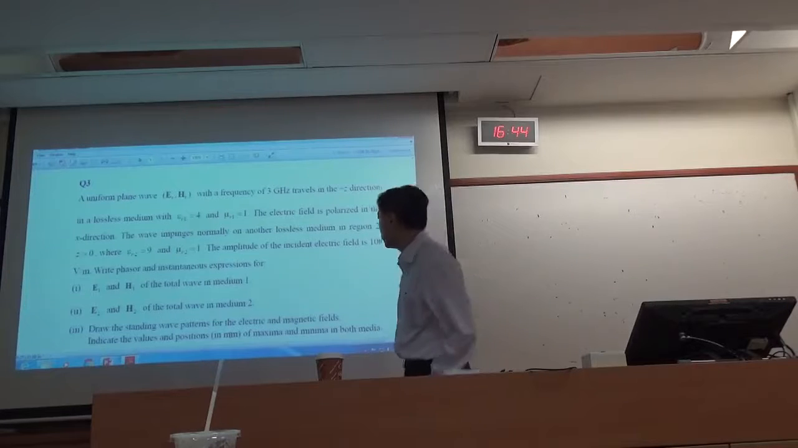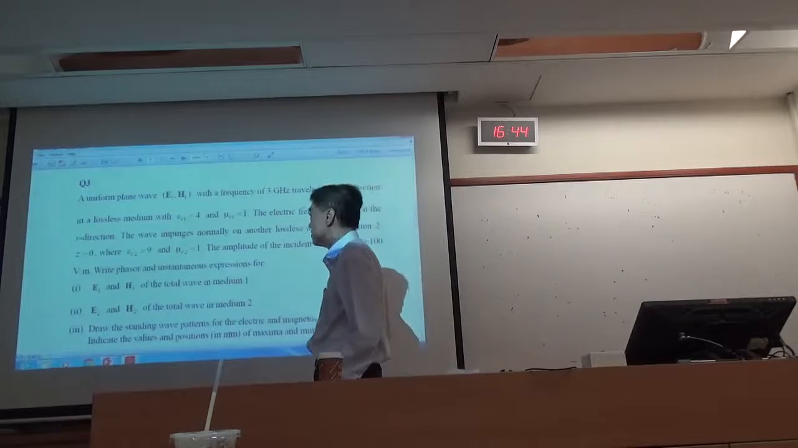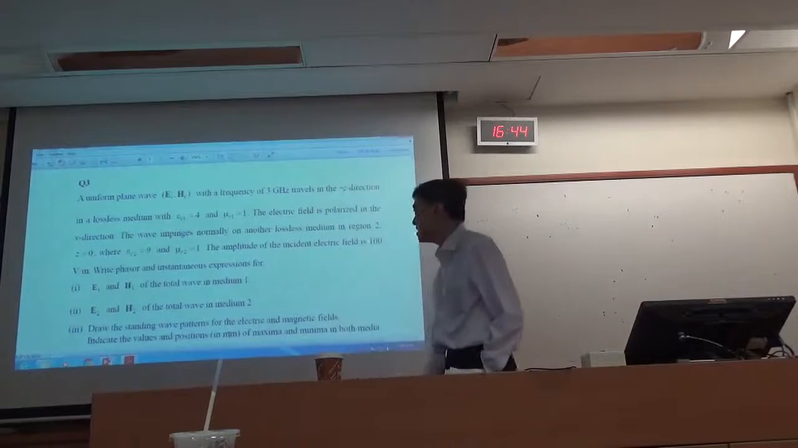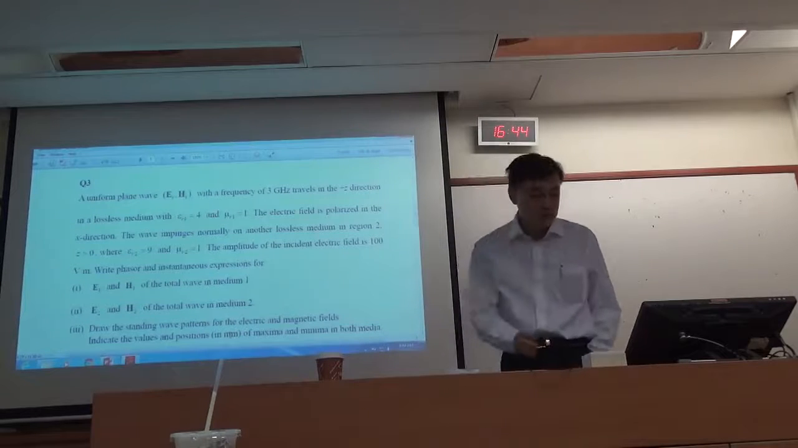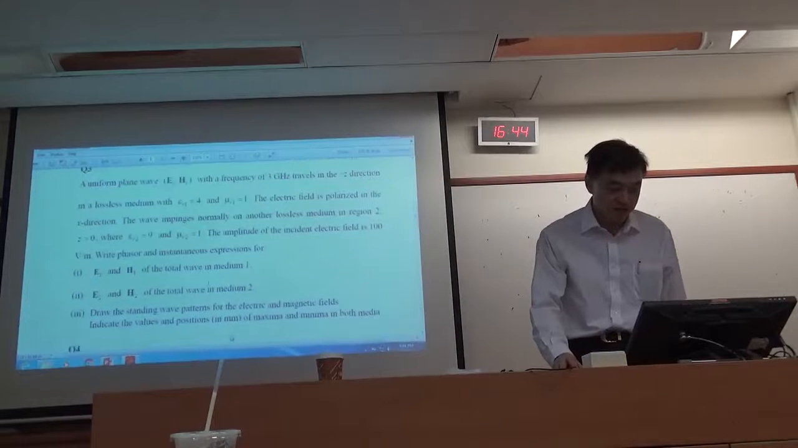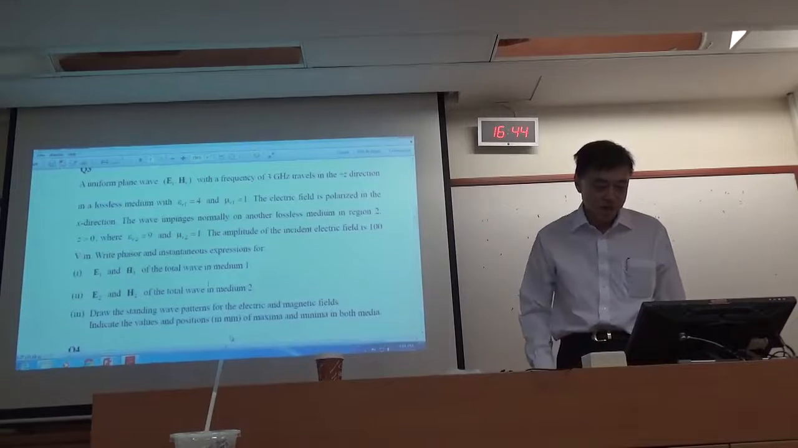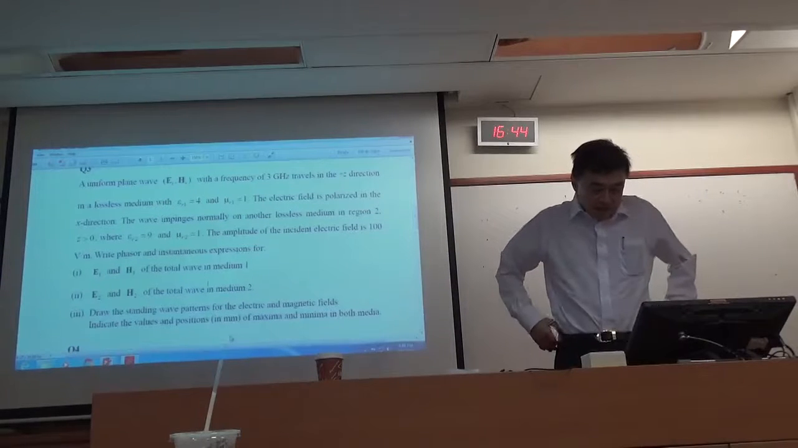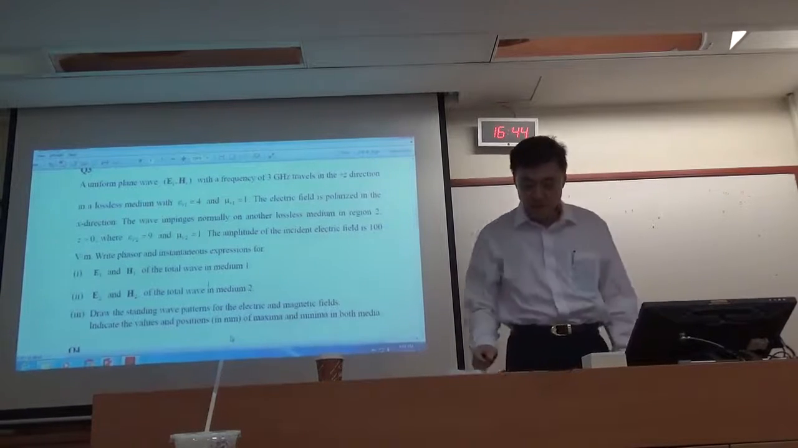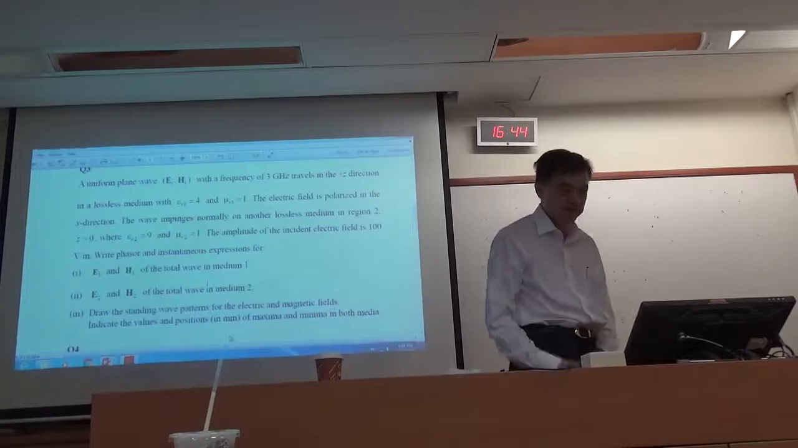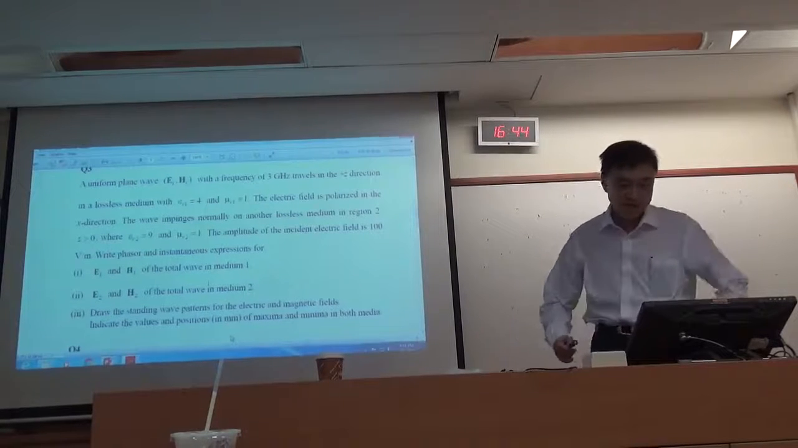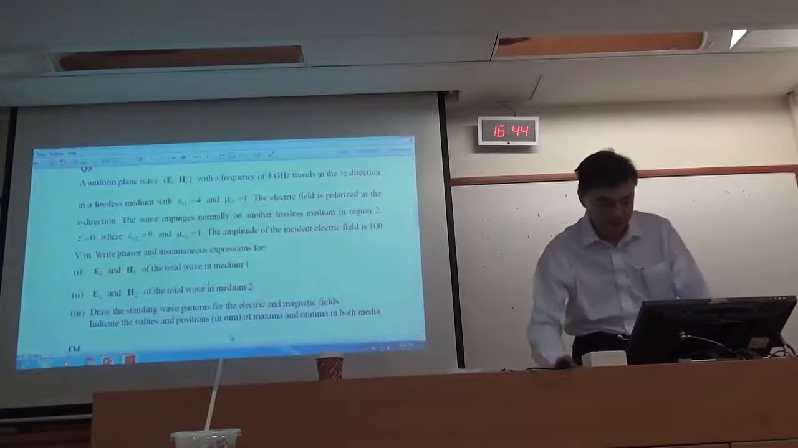The amplitude of the incident electric field is 100 volts per meter. Write the phasor and instantaneous expressions for E1, H1, the total field, E2, H2, the total field. Draw the standing wave pattern. Now, actually, this kind of thing, not much concepts. I just indicated, let's go through it.